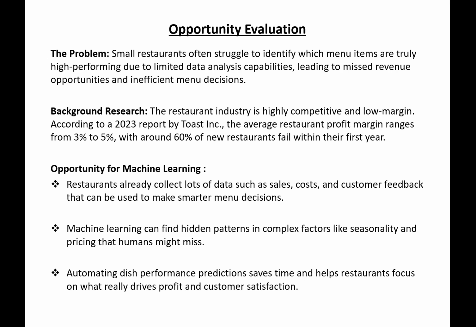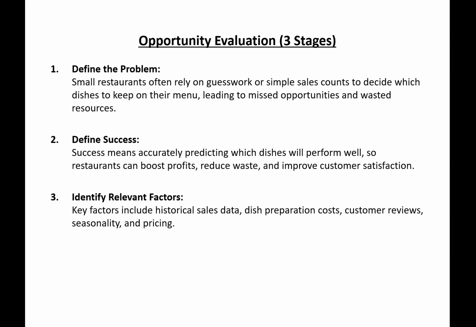So some of the opportunities for machine learning. Restaurants already collect lots of data, such as sales, costs, customer feedback. This can all be used to make smarter menu decisions. Machine learning can find hidden patterns in complex factors like seasonality, what time of day or month people come in, and this can influence pricing, which people can often misinterpret. So machine learning makes it more accurate. Automating dish performance and predictions saves time and helps the restaurant staff focus on delivering profit and better customer service.